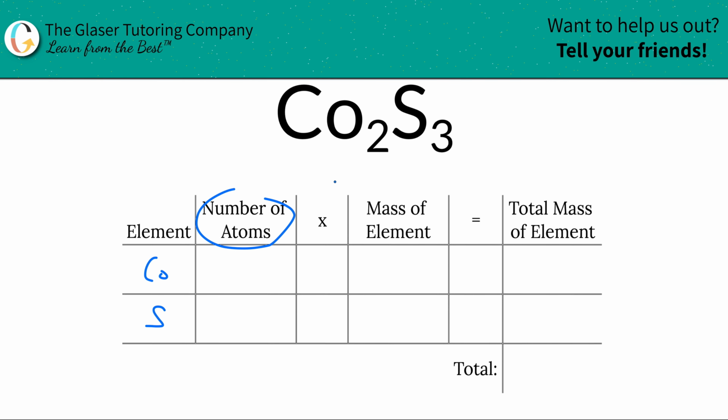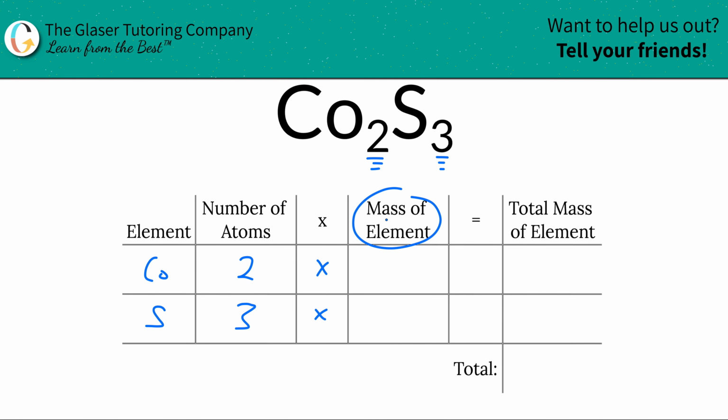Next is to take into consideration the number of atoms of each, and that's where these subscripts come into play. So for cobalt, there's a 2, and then for sulfur, there's a 3. So that means we have 2 atoms of cobalt and 3 atoms of sulfur. It could also represent moles, by the way, but here we're just concerned with the magnitudes.